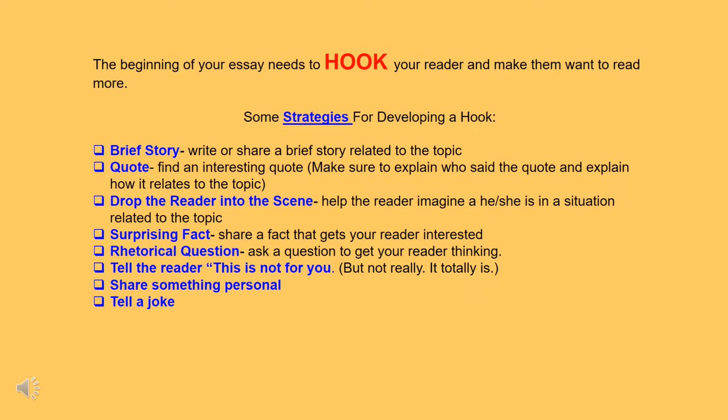Drop the reader into the scene. This helps the reader imagine that he or she is in a situation related to that topic. A surprising fact. Share a fact that gets your reader interested. Rhetorical question. It's a question designed to get your reader thinking, not necessarily to answer you. Tell the reader, this is not for you, but not really, it totally is. Share something personal. You could also tell a joke. We're not going to talk about all of these strategies for developing a hook, just the most common ones.